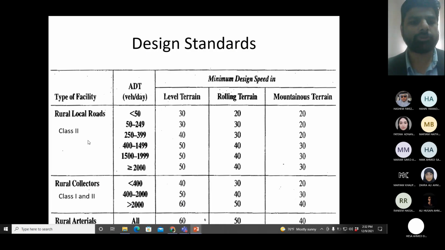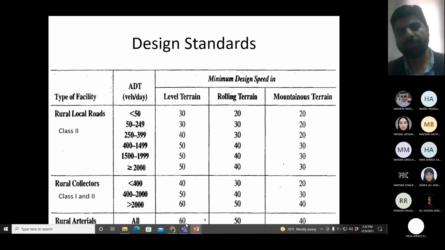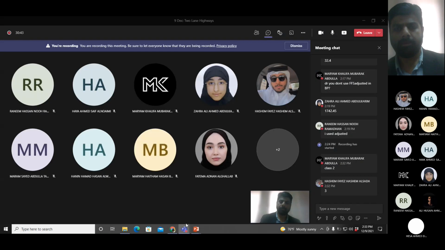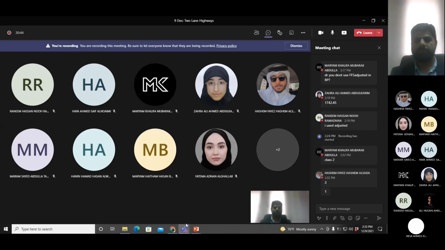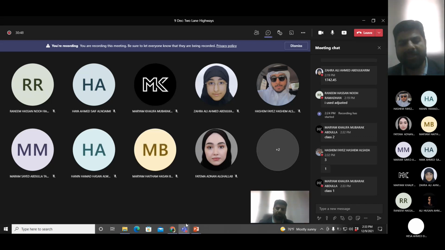Class 3 is not mentioned here because, as I said, class 3 is an exceptional case. Class 2 is mentioned as a local road, and class 3 can be a local road as well. It's not impossible. And a rural collector can be class 1 and 2. What about arterial? Which class can be an arterial? 1, 2, or 3? 1. Yeah, because I already mentioned it with the explanation, right?